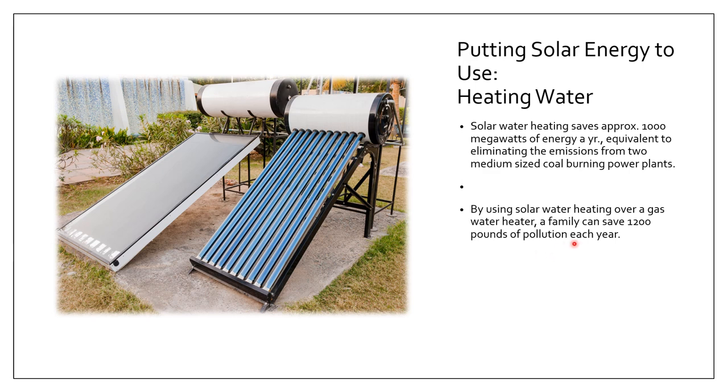By using a solar water heating system over your gas water heater or electric water heater, a family can save about 12,000 pounds of pollution every year. So that's a good thing for the environment. That's why the government is giving you incentives, like tax cuts, and encouraging you to install one: go electric, go solar.